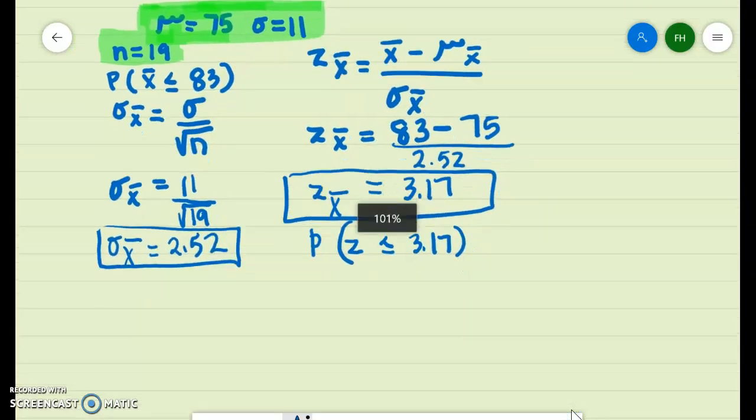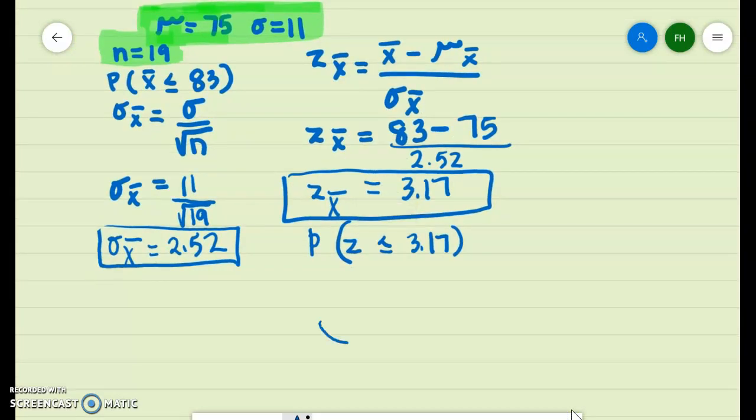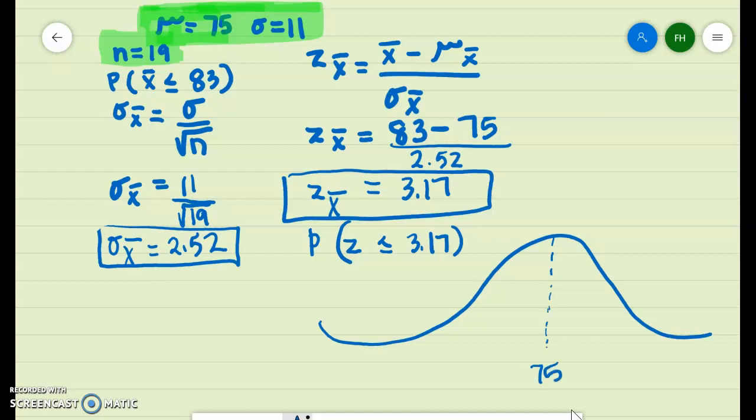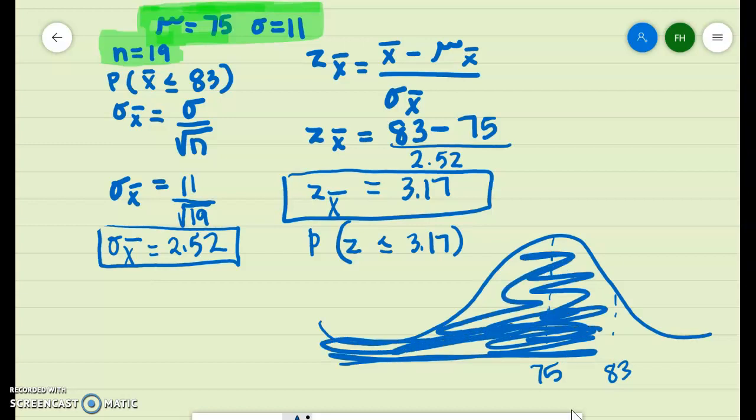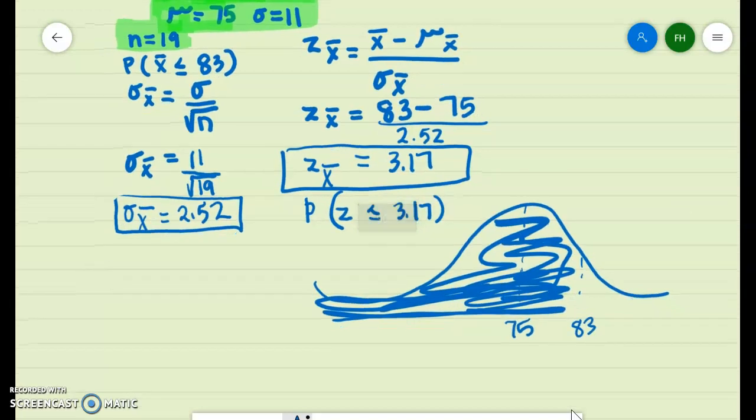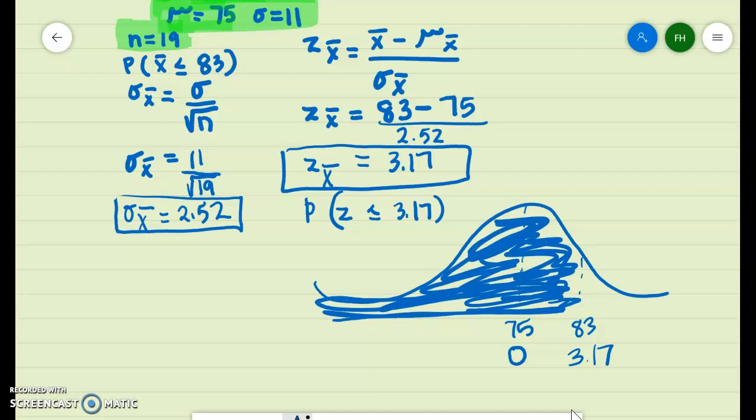So what that would mean is, here's my curve, my mean is 75, and I'm looking for the probability of it being less than or equal to 83. So I'm looking from here to here. But I can't look up 83 in the table. I have to use the z-score. So the z-score for the mean would be 0, and the z-score for 83 would be 3.17. So that's what I have to look up in my table. I hope this helps. Let me know if you have any questions.